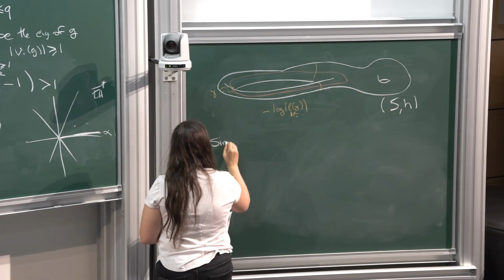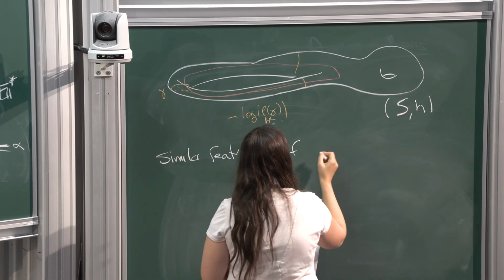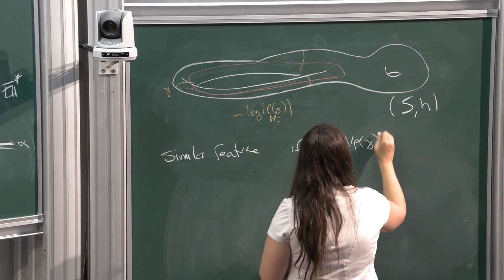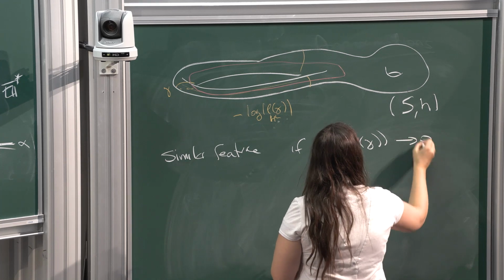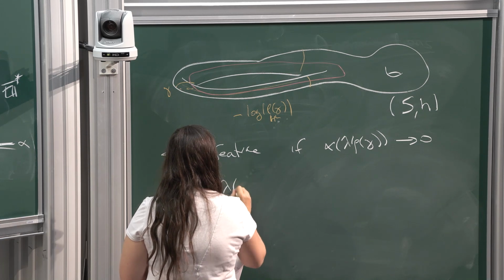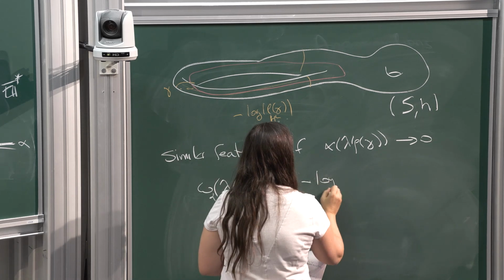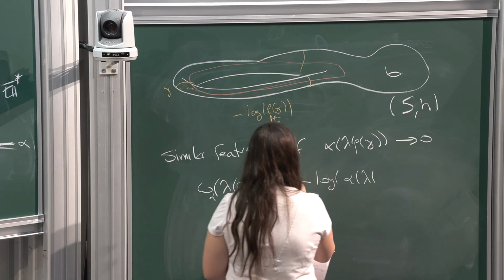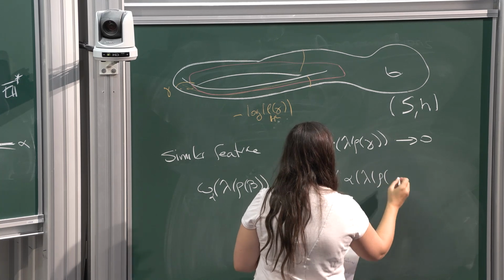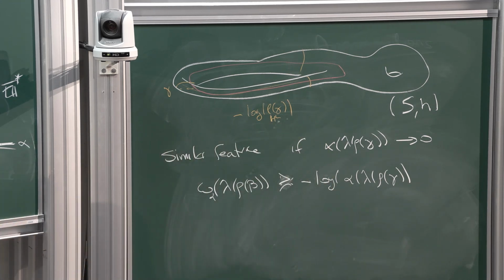Similarly, if alpha of lambda of rho of gamma goes to 0, it's very close to 0, then omega alpha of lambda of rho of beta is roughly minus log of alpha, at least roughly at least minus log alpha of lambda of rho of gamma. So everything that crosses it becomes long.